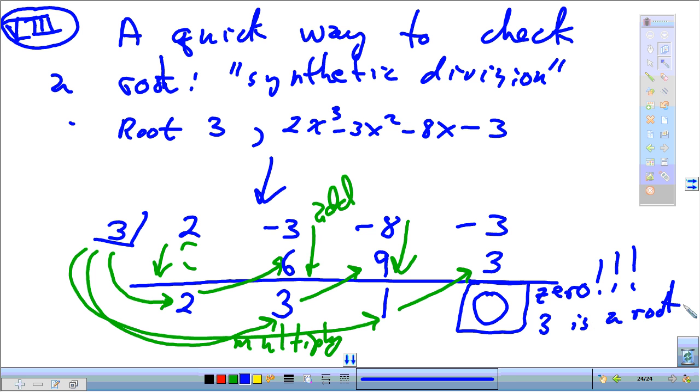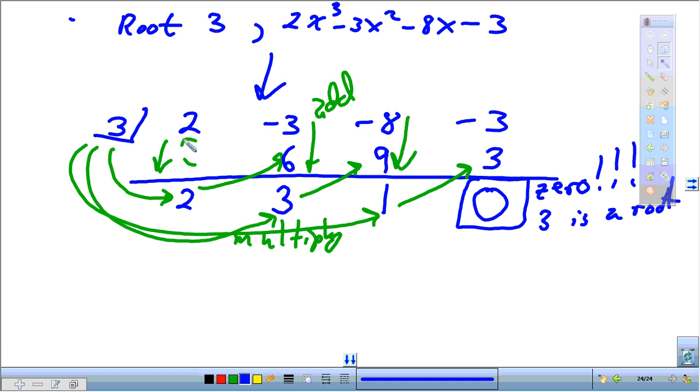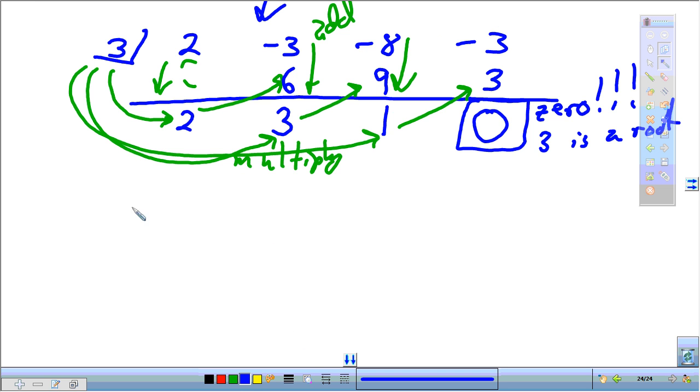So that means 3 is a root. If I get a different number at the end, it's not a root. Okay. So a little faster than substituting 3 into the polynomial form. But besides that, we gain a little extra.